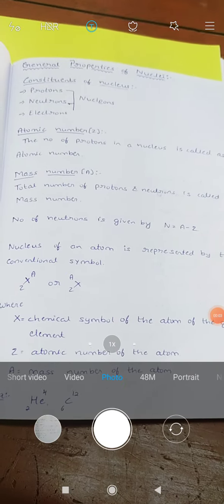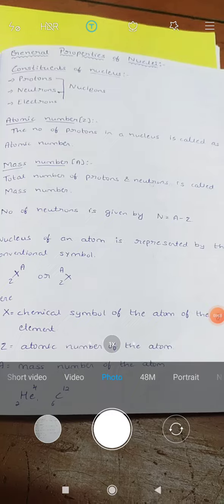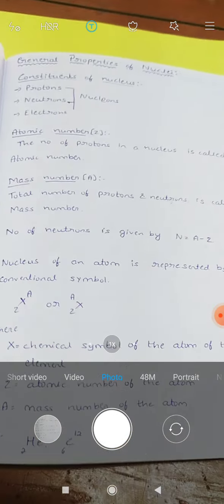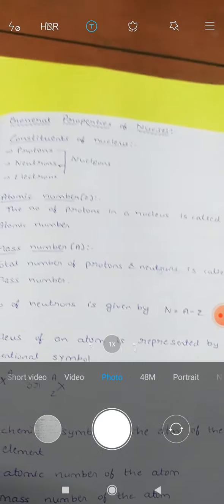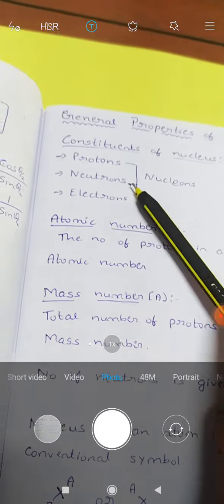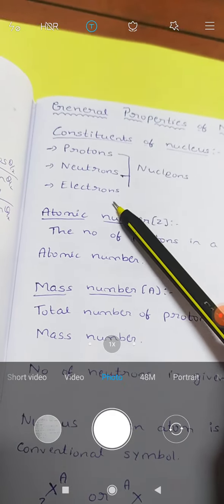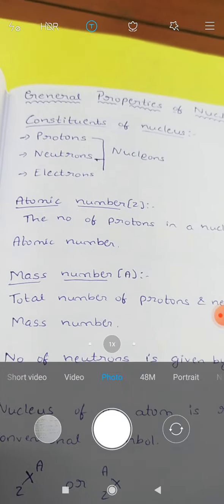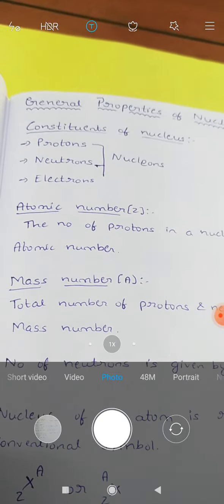In today's class, we are going to discuss the topic general properties of the nuclei. We already know that the nucleus is made up of three elementary particles: one is proton, another one is neutron, and electron. These concepts are already discussed in the previous session.